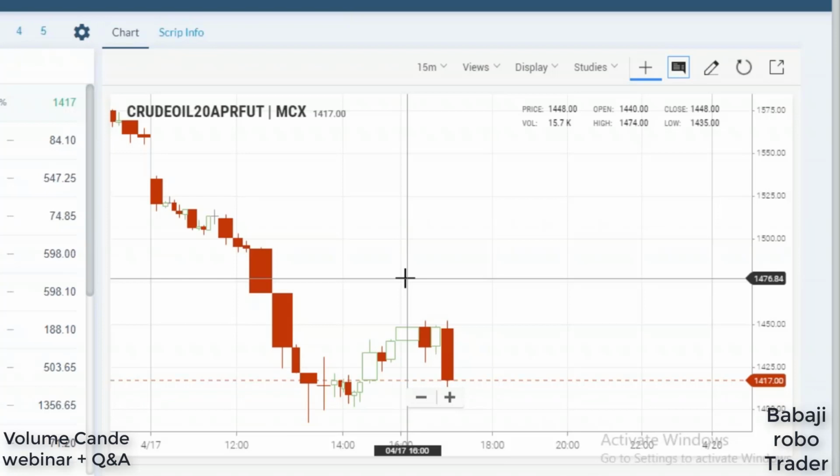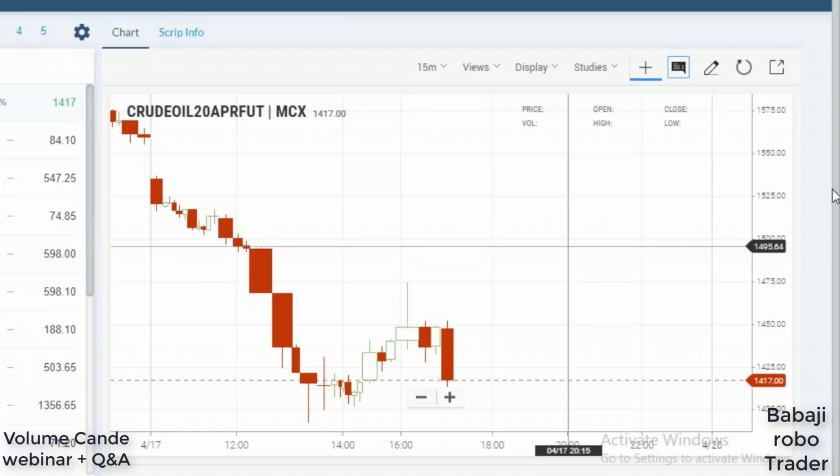If you want to carry the position, we have to look at the hourly chart, for about 2 or 3 days. When you go for longer, we go for the weekly also. Understood? Everybody understood this point?